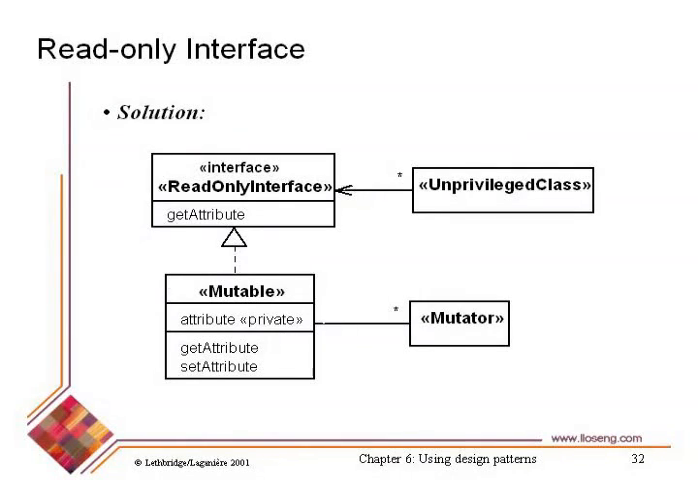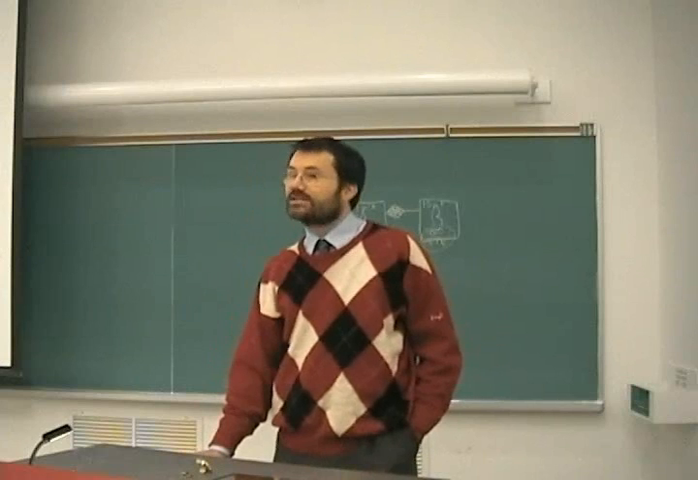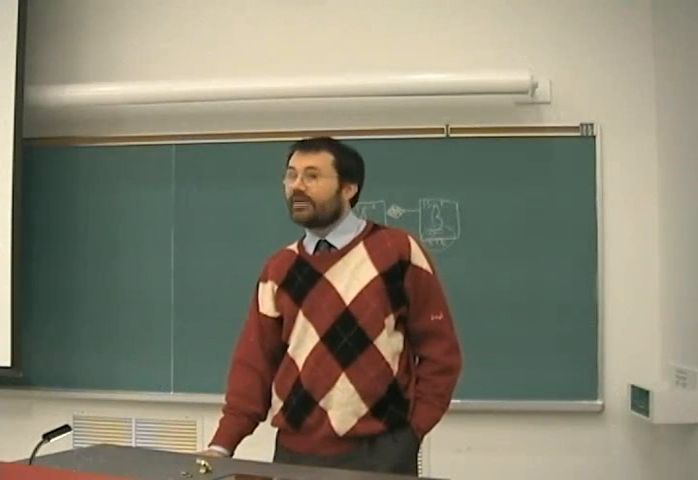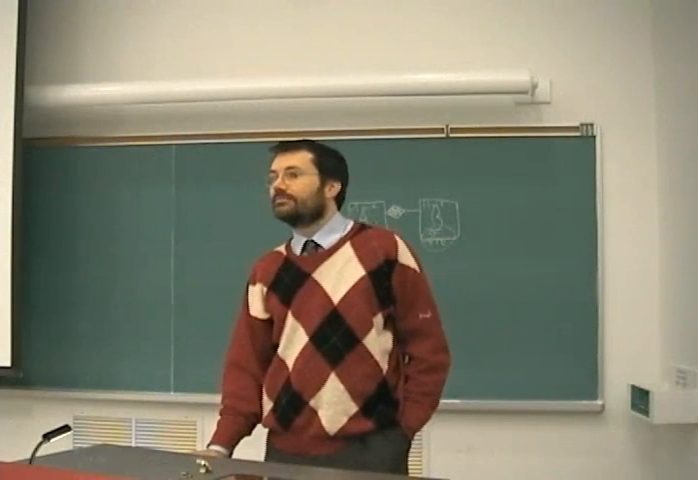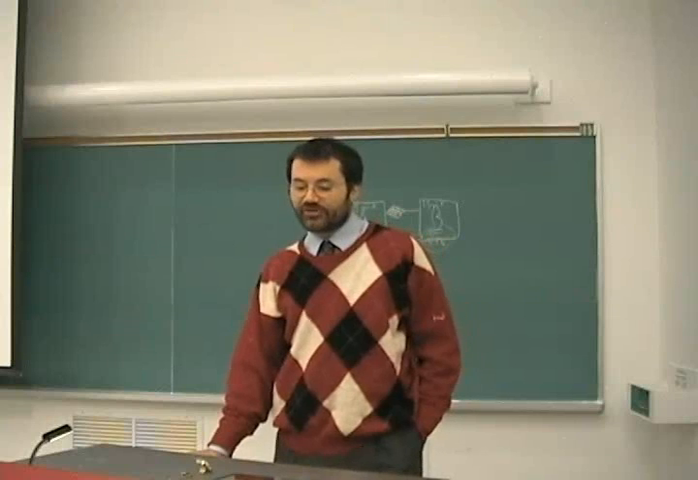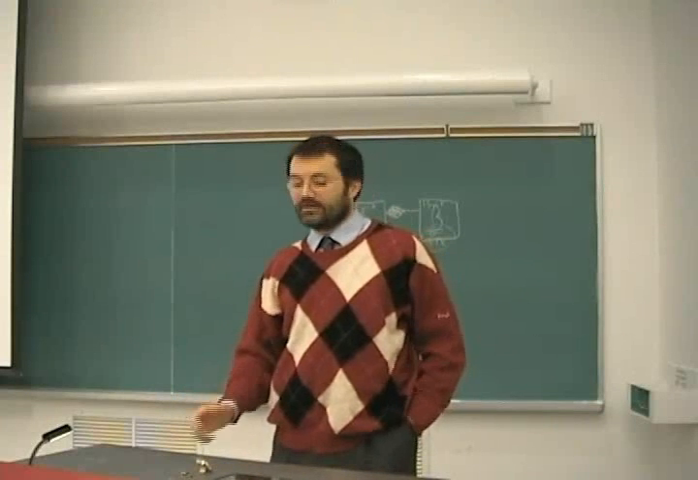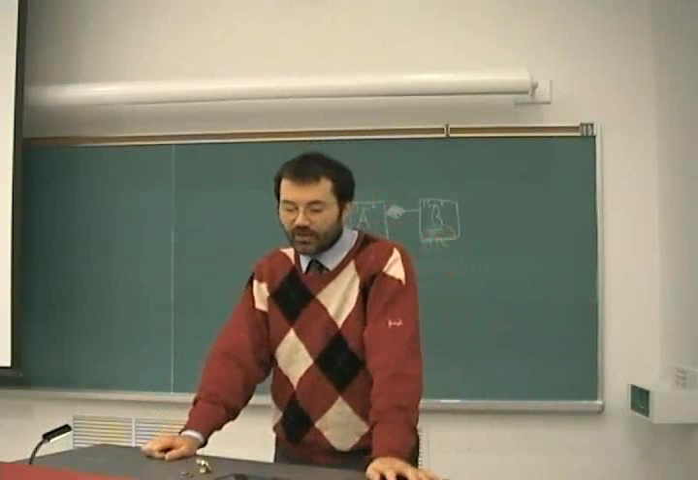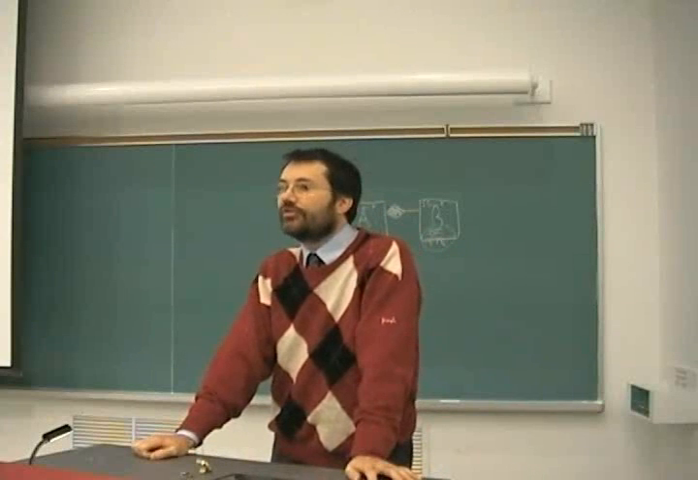And so these unprivileged classes that you don't want to allow to make changes can't make changes anymore. They can only get, because that's all they know exists. Yes, in the implementing class there really are set methods, but this class doesn't know about them. So the concept is that you've restricted control by not allowing the other classes to know about the existence of certain methods.